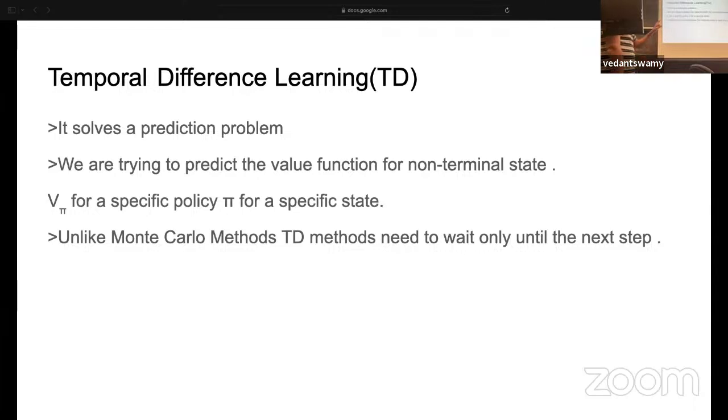So let's talk about another form of estimating the value at a particular stage. It is called temporal difference learning. So right now we're trying to evaluate the value at a particular stage following a particular policy pi.